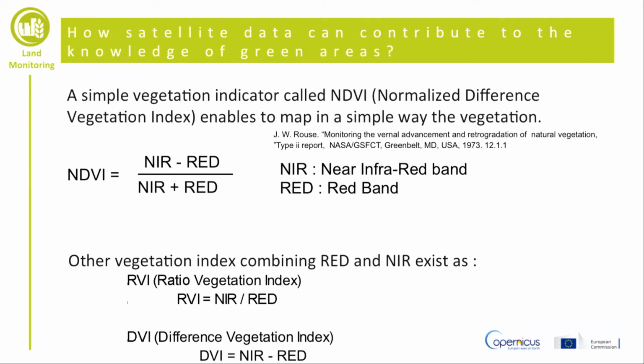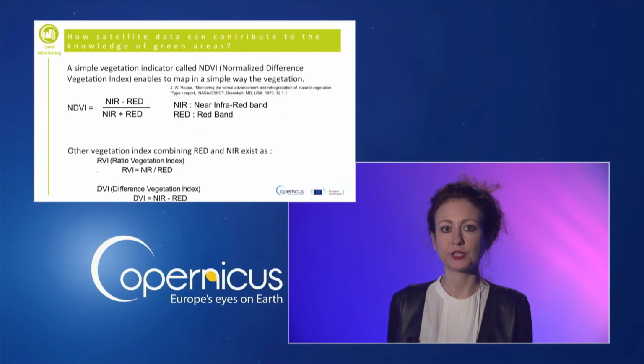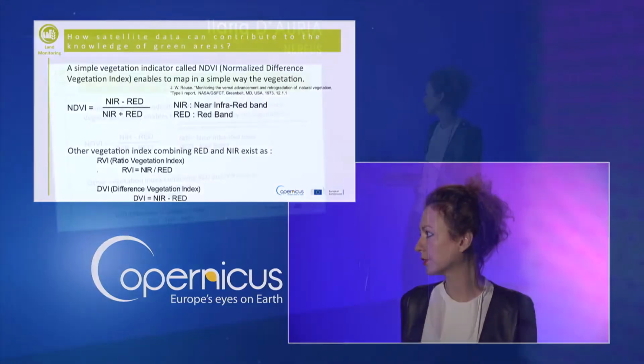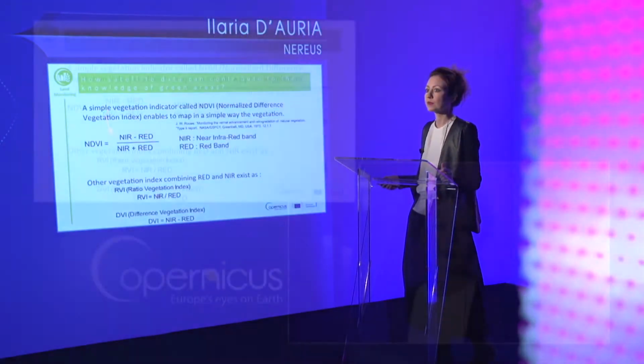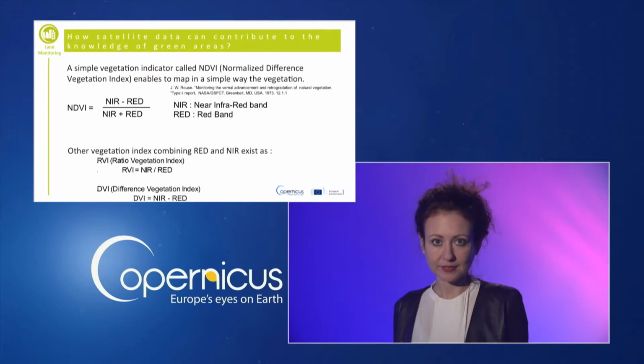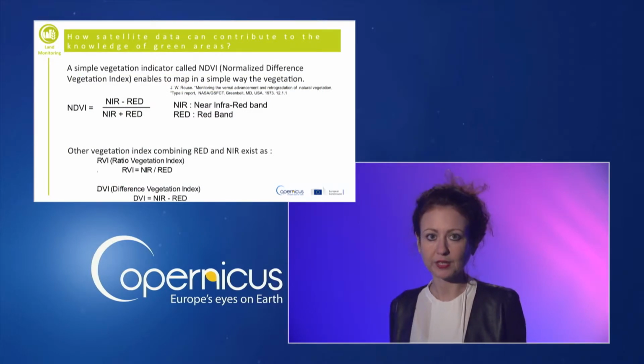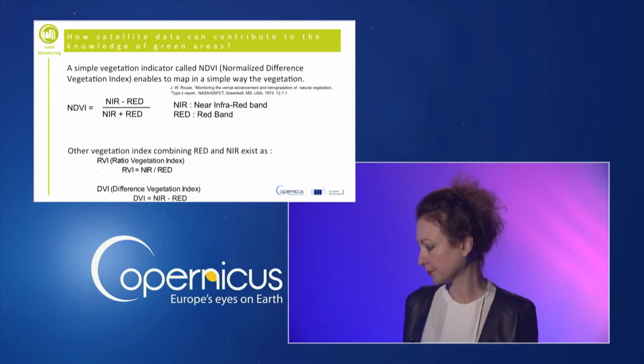We will now take advantage of the specific spectral signature thanks to a simple indicator called NDVI, which means Normalized Difference Vegetation Index. This index allows us to map the vegetation in a simple way. You can see here the formula on the slide. There are also other indexes that can be used, but NDVI is definitely the most common one.